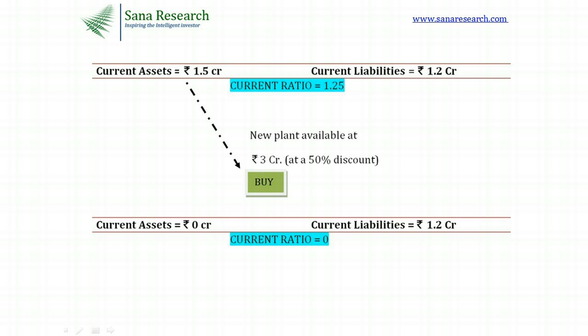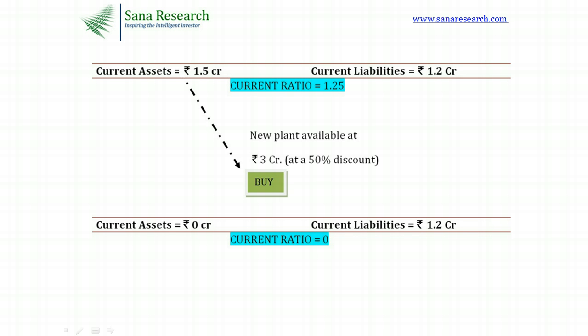So here in this example, we have this company with current assets of 1.5 crores and current liabilities of 1.2 crores, which gives it a current ratio of 1.25, which is current assets divided by current liabilities. It's above 1, so it's good. But it's not always the case that if it falls below 1, it's bad news for the company.